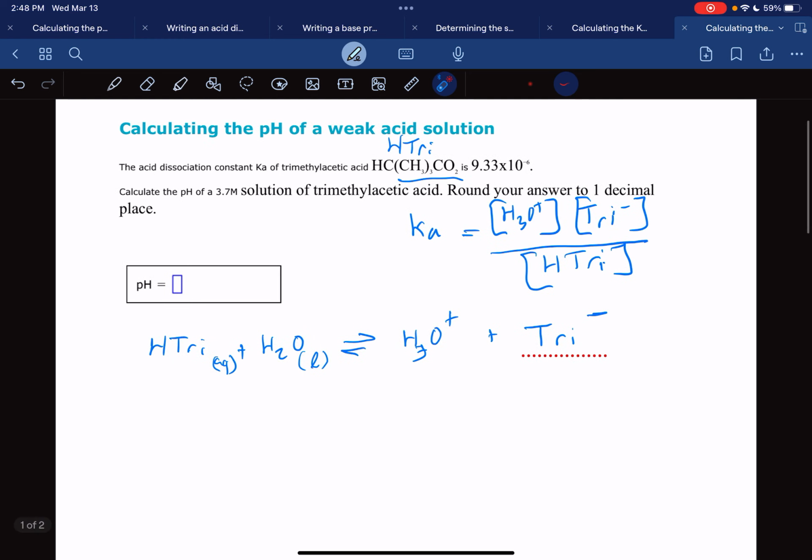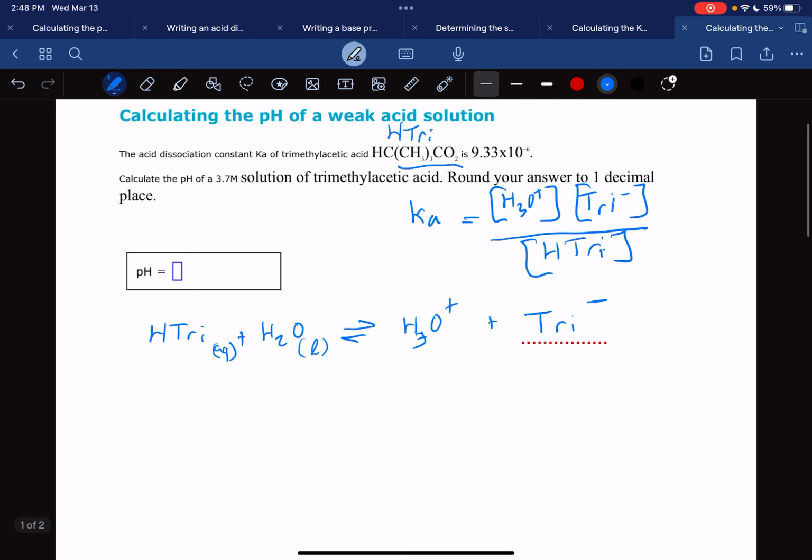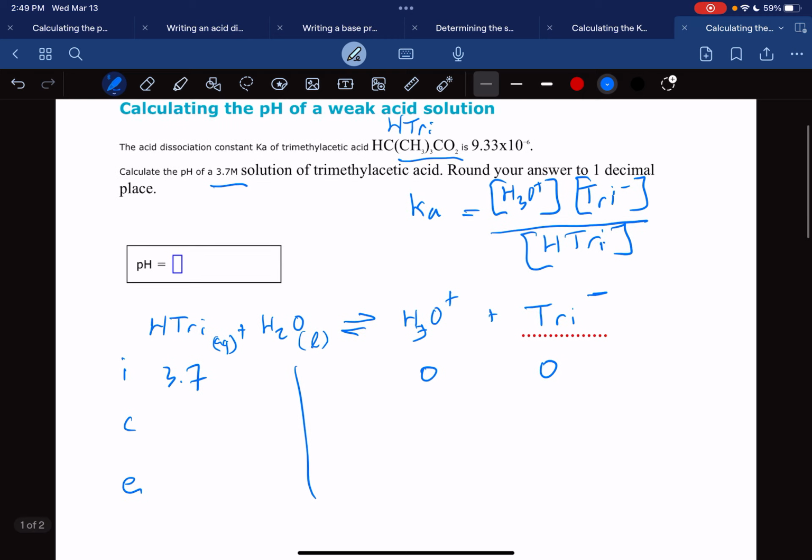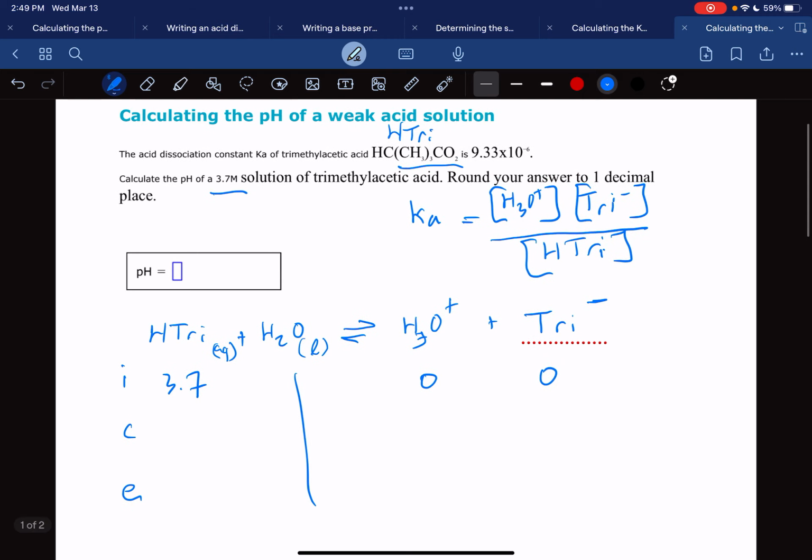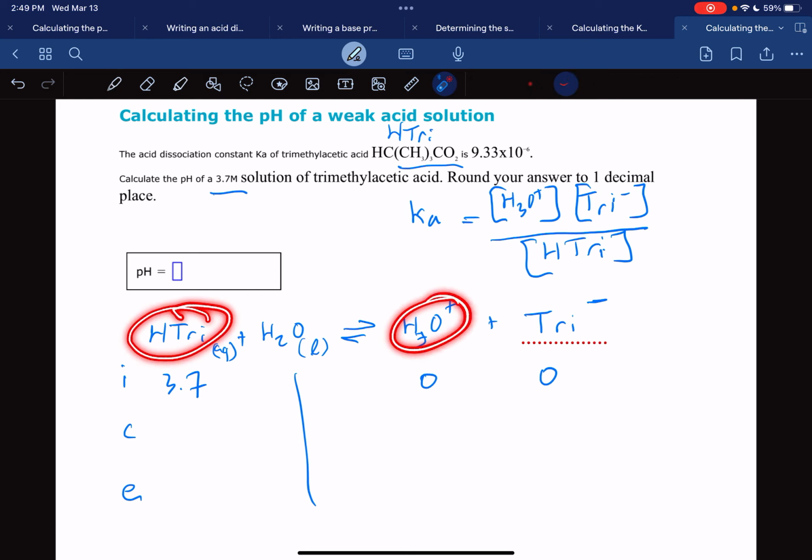So then let's set up our ICE problem. And they give us in this problem the initial concentration of the trimethylacetic acid, or H tri as we like to call it. So we're going to do ICE. And initially we have 3.7 molar of this, and we have none of this, and we have none of this, and as always, we don't care about our liquid. Now, again, they were very gentle with us, and this is why we can do this. It's a 1:1:1 ratio. If you take a look, the coefficients in front of each of these is a 1. What does that mean? If I lose something from here, I'm going to gain the same amount here and here.